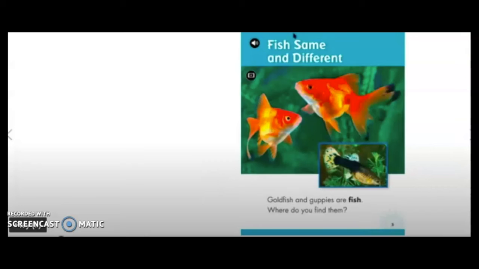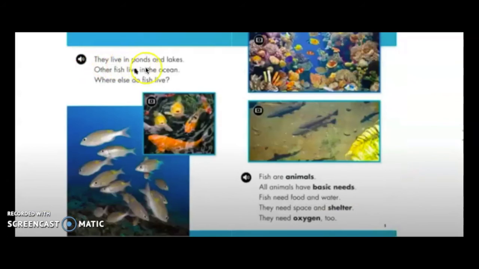Before we finish, we're going to read a quick book called Fish, Same and Different. Goldfish and guppies are fish. Where do you find them? They live in ponds and lakes. Other fish live in the ocean. Where else do fish live? That's right, they can live in a fish tank in the classroom.